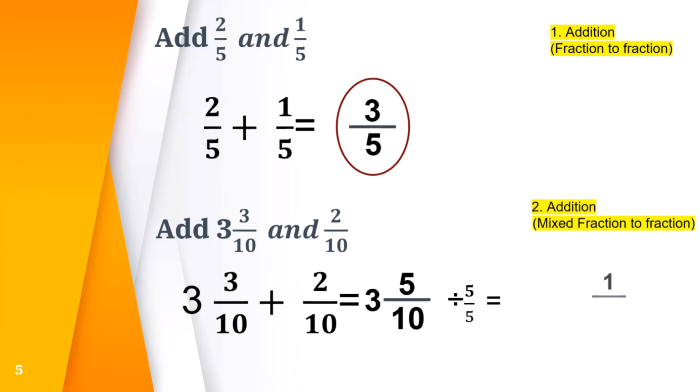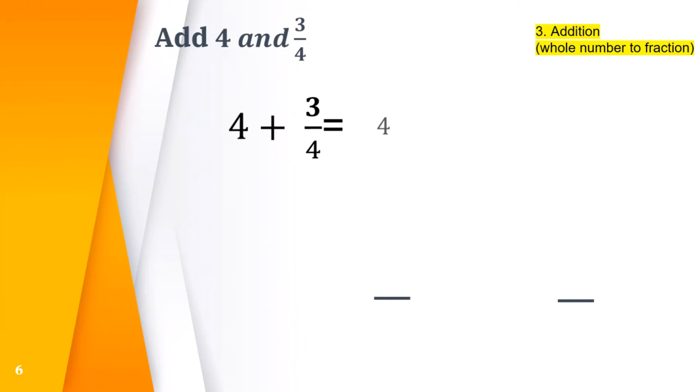5 divided by 5 is 1. 10 divided by 5 is 2. And then, copyhin lang natin yung 3. So, the final answer now is 3 and 1/2. So, 3 and 3/10 plus 2/10 equals 3 and 1/2.